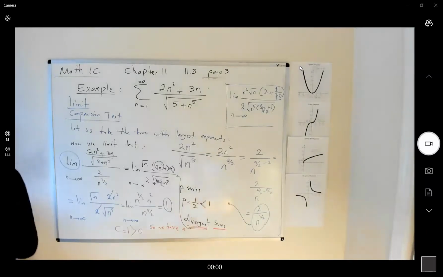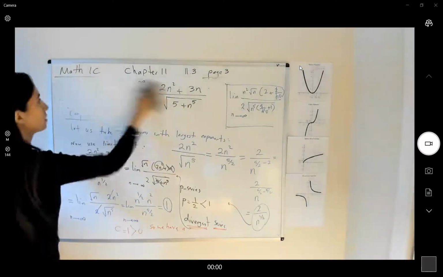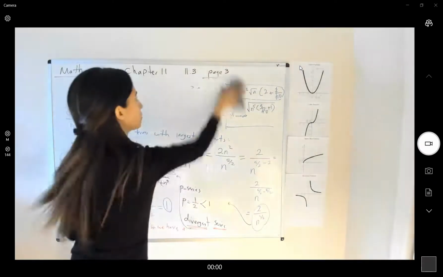Okay, alternating series. So this is page 4.